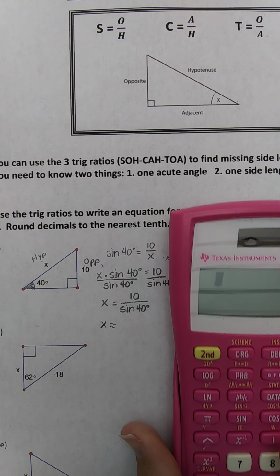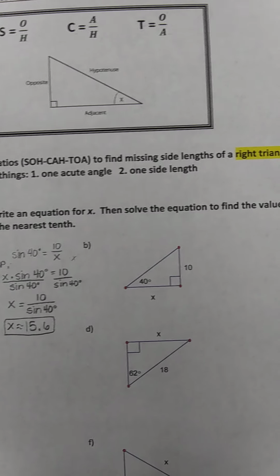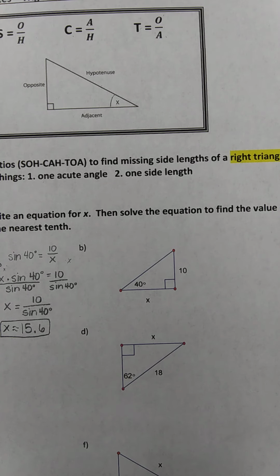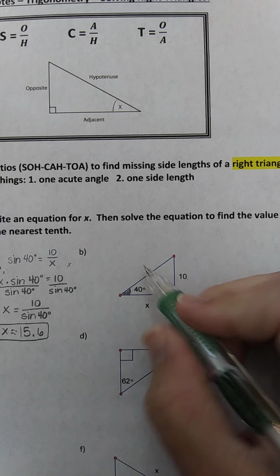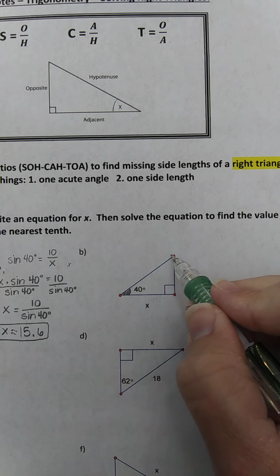Now keep in mind the hypotenuse is supposed to be the longest side, so we should get an answer that's bigger than the leg measure that we have, and 15.6 is bigger than that leg of 10. In part B, we have the same 40-degree angle, the same 10 over here, but now our x has moved here. So this is the hypotenuse. It has nothing marked on it, so I'm going to mark nothing.